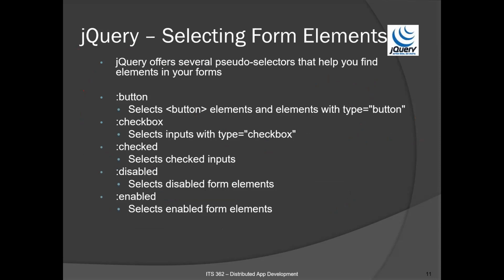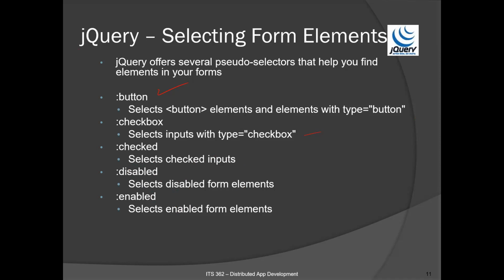So now jQuery offers several pseudo selectors that help you find elements in your form. Right, so we will see these later on. For instance, we can use button, which selects button elements and elements with type button. We can say checkbox, and that selects inputs with type checkbox. Checked selects checked inputs. Disabled selects disabled form elements. Enabled selects enabled form elements.